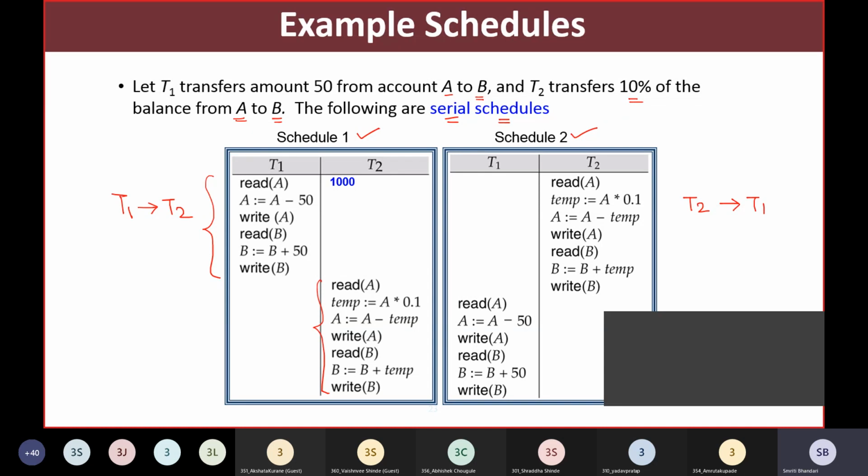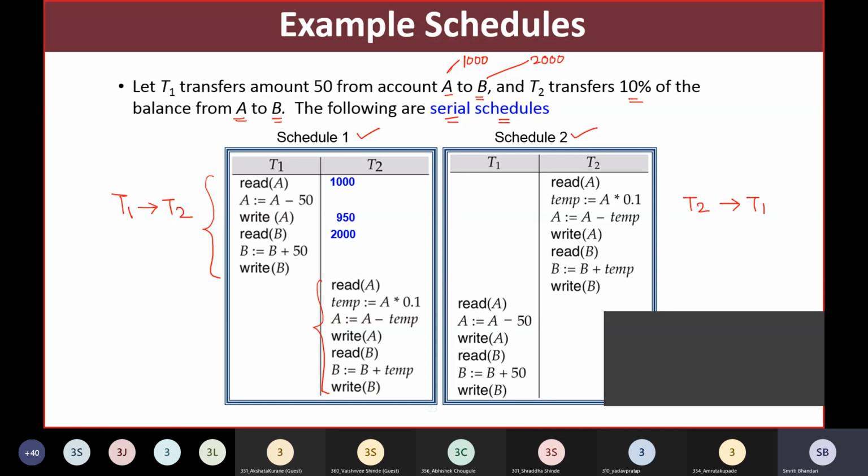Let us assume that the initial balance of account A is 1000 and the initial balance of account B is say 2000. If transaction T1 is reading A, that means it is reading 1000, then it is deducting 50 from A and writing it back to A. So it is writing 950. Now transaction T1 is reading B's balance, so B's balance is 2000.